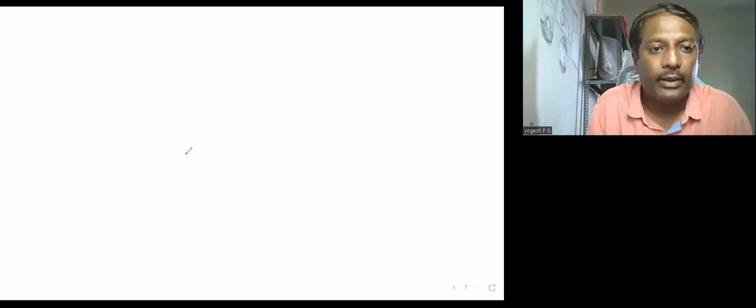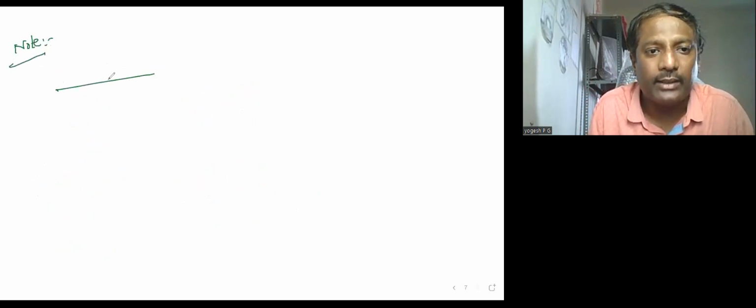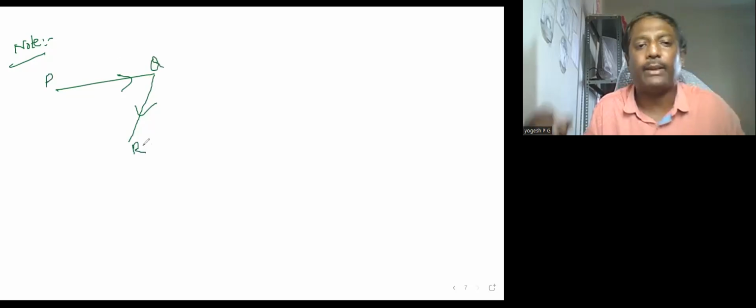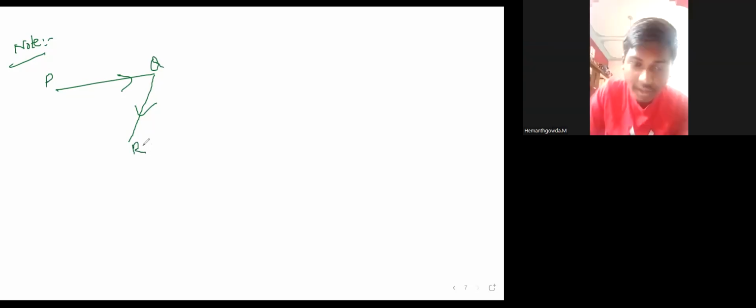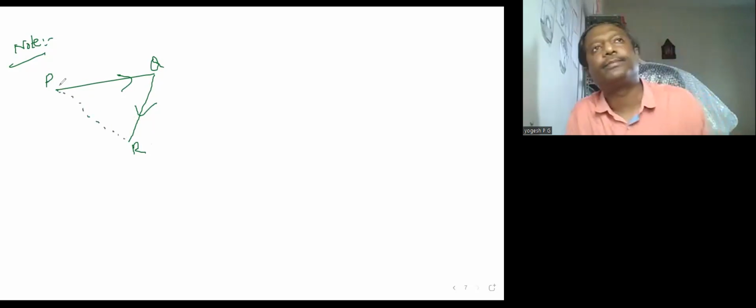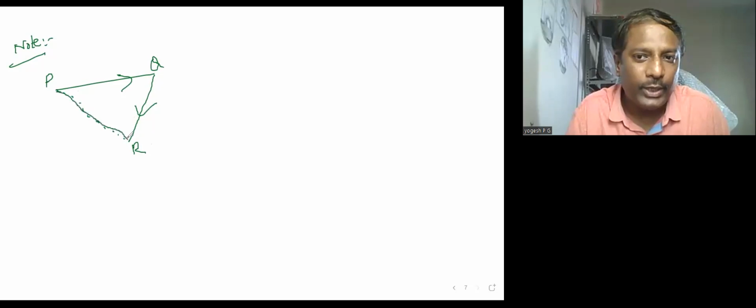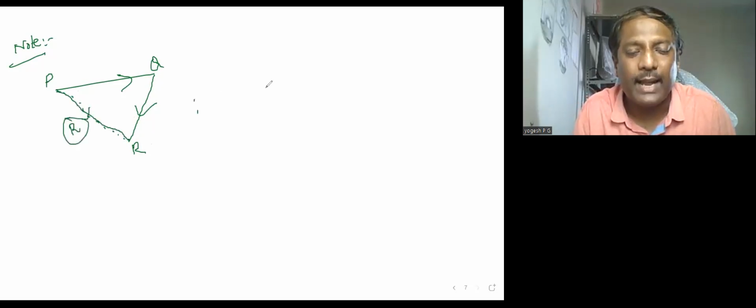Now, I'm writing two vectors like this. Can you tell me whether it is the triangle method or the parallelogram method? Triangle method. Very good. Shall I write RP or P to R? P to R. Very good. P to R is the resultant. Now, one more example.